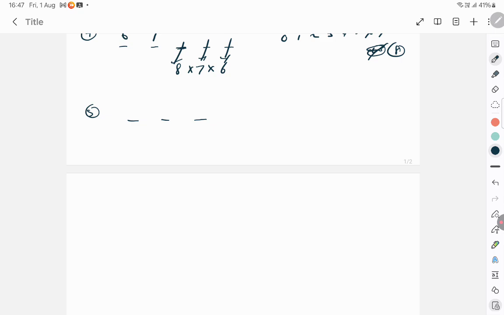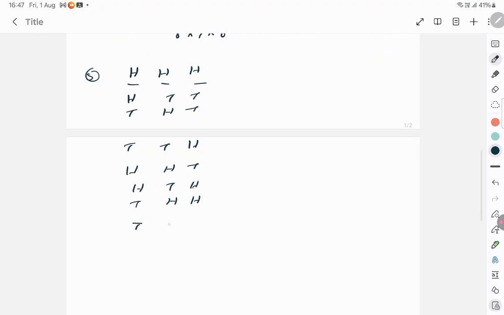How many possible outcomes are there? A coin is tossed 3 times. It can be all heads, it can be one head and two tails, and that can get juggled. It can be two heads and one tail, and that can get juggled. And it can be all tails, and there will be a total of 8 outcomes.